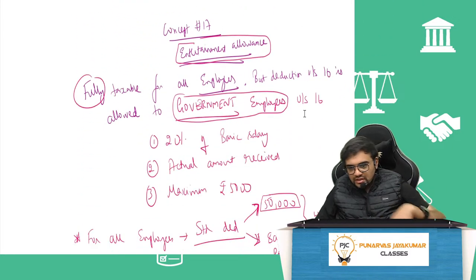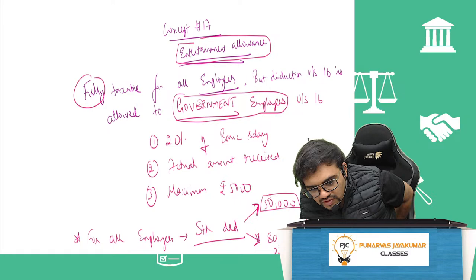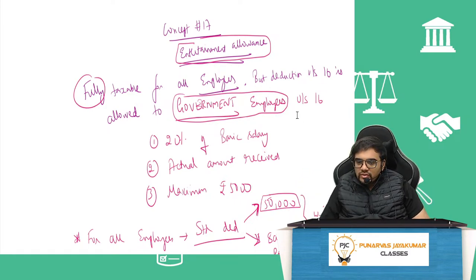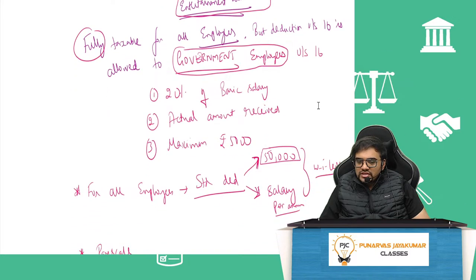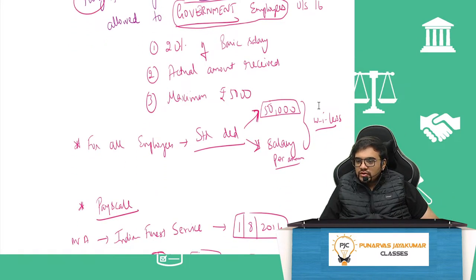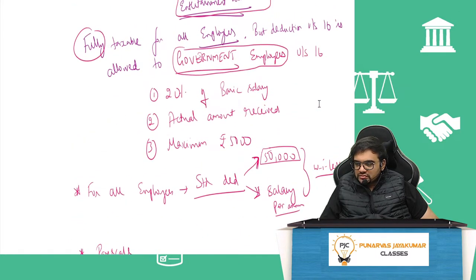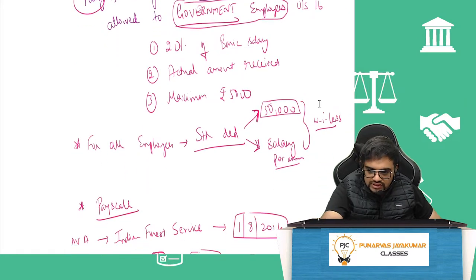It's a different thing. Concept number 17 is entertainment allowance. It is fully taxable for all employees. But deduction under section 16 is allowed only to government employees. For this, 20% of basic salary, actual amount received or maximum 5000 rupees, whichever is less. For all employees, standard deduction is 50,000 rupees or salary per annum, whichever is less.